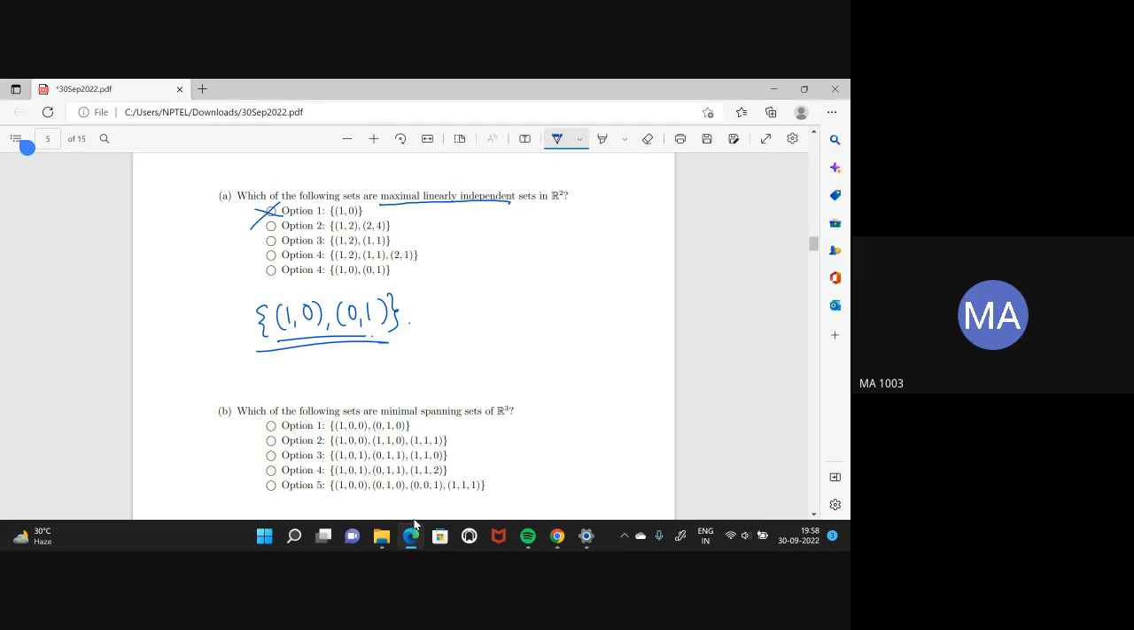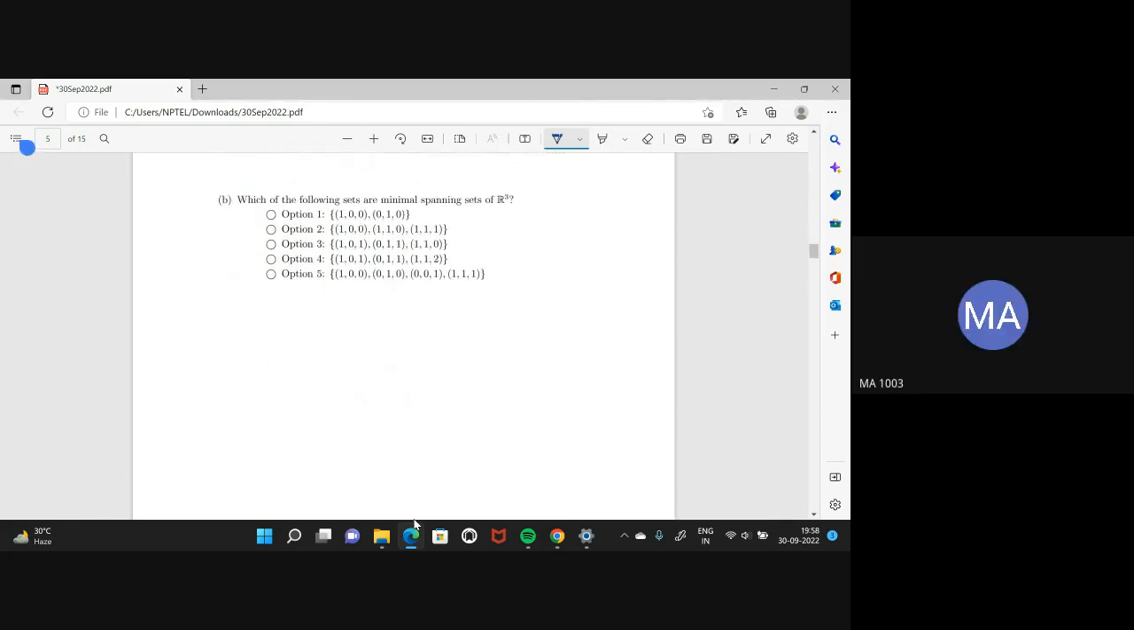What about option 2? It is dependent. It is not even linearly independent. First of all, a maximal linearly independent set has to be linearly independent. That itself is not satisfied in option 2. What about option 3? Yes, once you add one more vector, it is going to be dependent. So option 3 is maximal linearly independent. What about option 4? It is also dependent. The set itself is dependent.